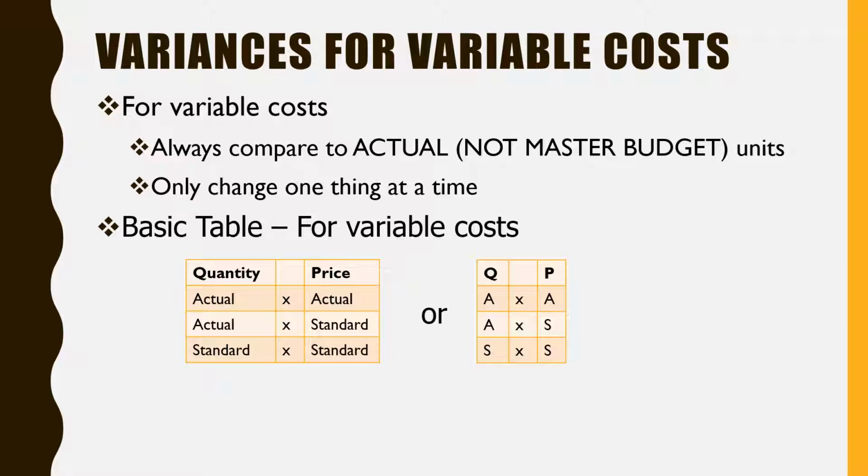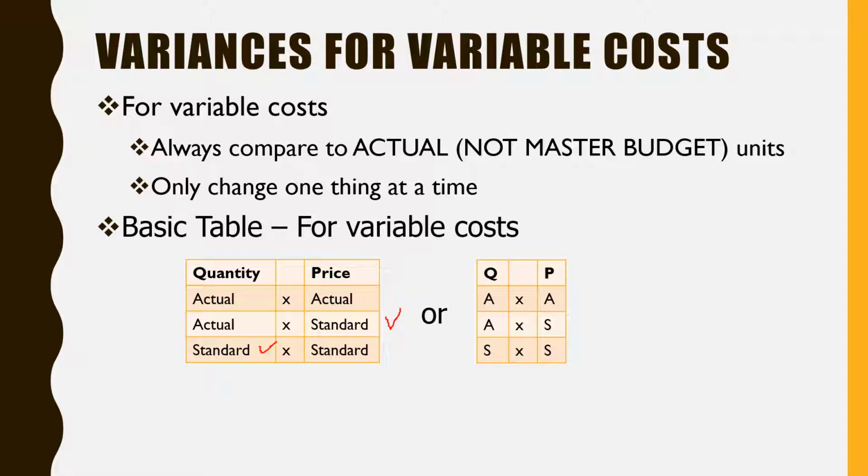And I can't find my cursor. There it is. All right. We want to just change the price there to standard. So we'll tell from the difference for the first two columns what the price impact was. And then for the last row, we want to just change the quantity from actual to standard. So we're changing one thing at a time so that we can isolate the issues.